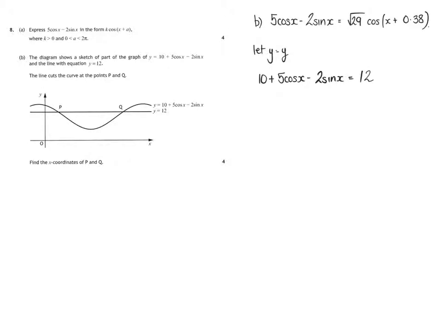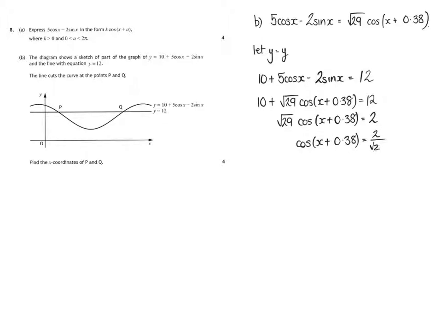So we can then replace that 5 cos x minus 2 sin x with what we got in part A. So we have 10 plus the square root of 29 cos (x plus 0.38) equals 12. So then we can take away 10 from both sides, giving us the square root of 29 cos (x plus 0.38) is equal to 2. So we then divide by the square root of 29, so we get cos (x plus 0.38) is equal to 2 over square root of 29.